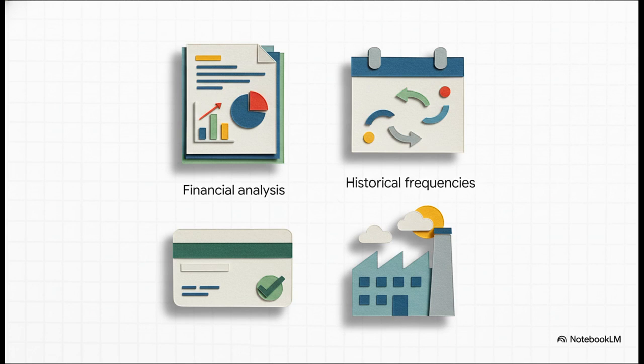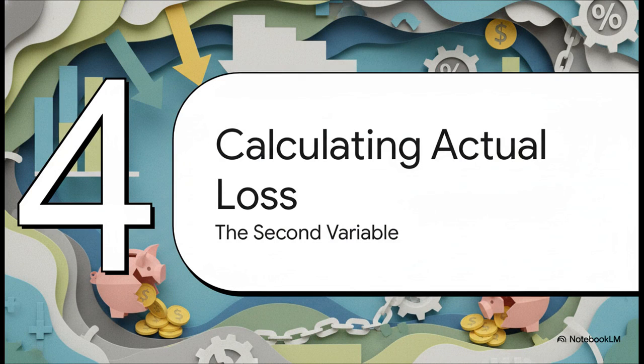They're digging through the company's financials, checking out their credit rating from the big agencies like Moody's or S&P. They're even looking back in time at historical data to see how often companies like this one have defaulted before. It's this whole mashup of hard data from the past and trying to forecast what's coming next. Okay, so calculating the probability of a default happening, that's one piece of the puzzle.